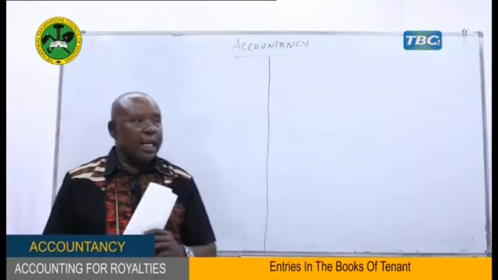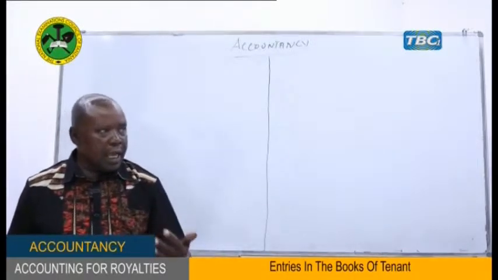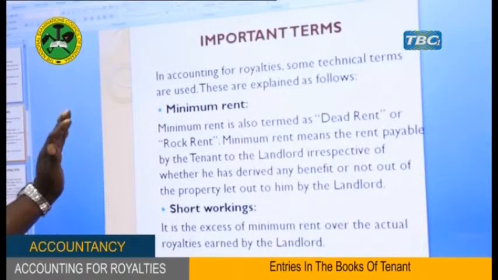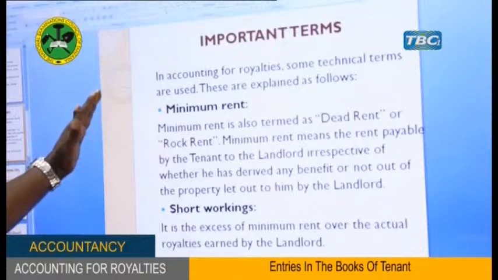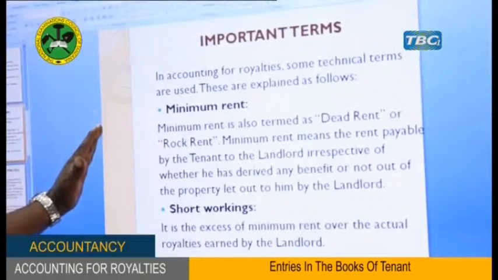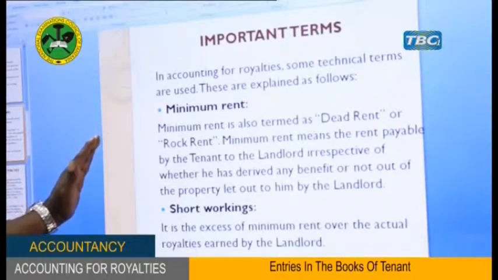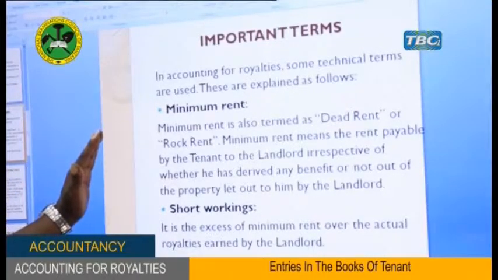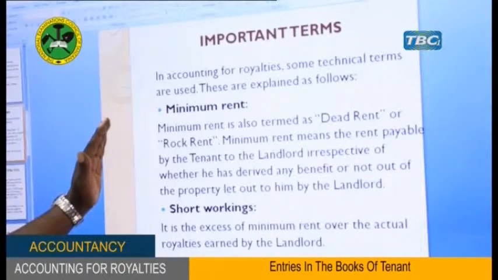Now, as I said earlier, we are also going to cover the terms which will be used in our topic. 1, minimum rent. Minimum rent is also termed as dead rent or rocky rent. Minimum rent means the rent payable by the tenant to the landlord, irrespective of whether he has derived any benefit or not out of the property let out to him by the landlord.